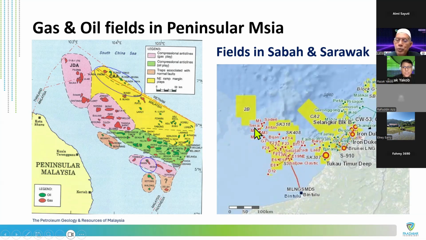So we can see that most of our oil and hydrocarbon extraction in Peninsular Malaysia and in Sabah has almost come to a mature stage. I think we have discovered most of the oil. So now I think we are exploring more on gas in Sabah and Sarawak. So that's the history of hydrocarbon discovery in Malaysia.